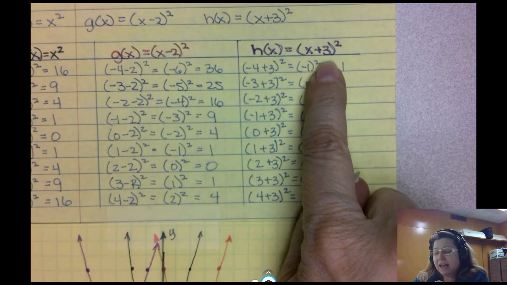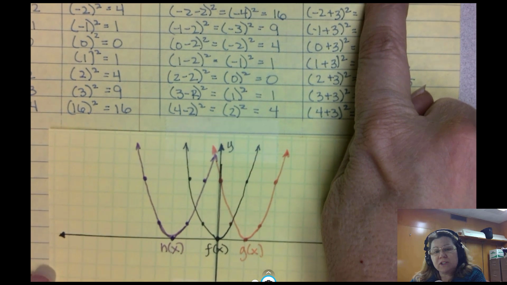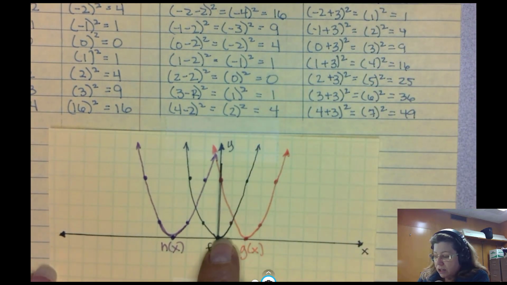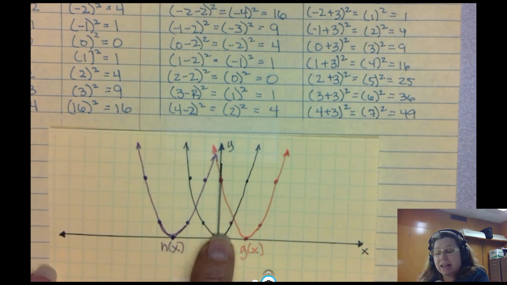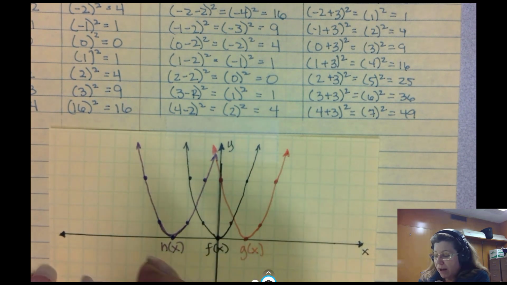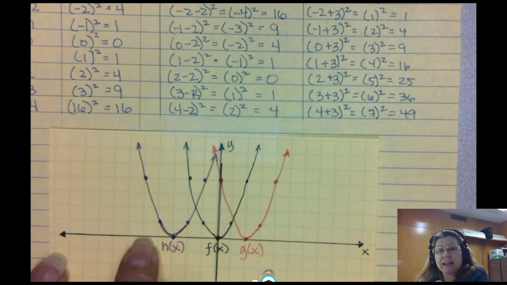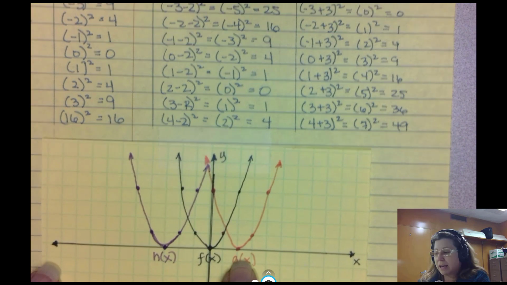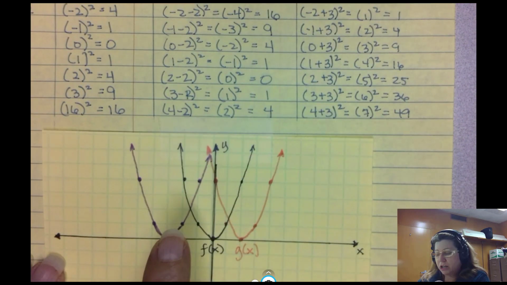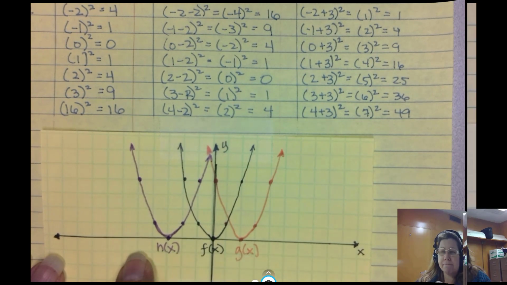Now for h of x, that's x plus 3. This plus 3 shifted our f of x to the left 3 positions. So every single point on f of x, you could literally just pick up this graph and move it 3 positions to the left, and that becomes h of x. So just take a look at that. When you have x minus 2, it shifted it 2 places to the right. X plus 3, 3 places to the left. So our shifting is left and right.